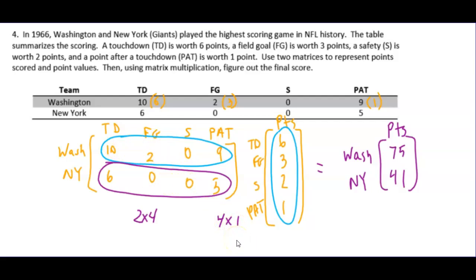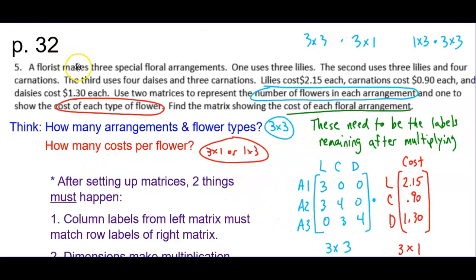So sometimes there's more than one way to set it up, but you have to make sure that once it's set up, that you have the proper dimension lineup. And then the other thing is the labels on the first matrix, the column labels on the first matrix have to match the row labels on the second one. That way, when we multiply things, we're multiplying common items and they actually make sense in context. All right, so thinking about those things, let's look at another problem on page 32.